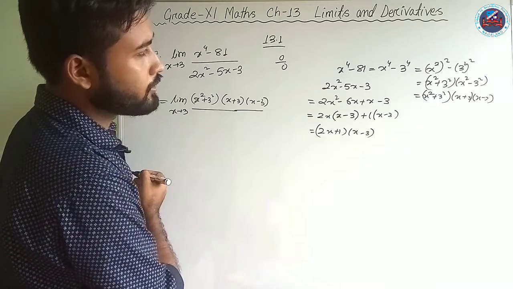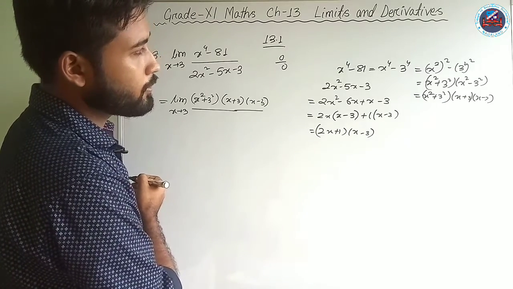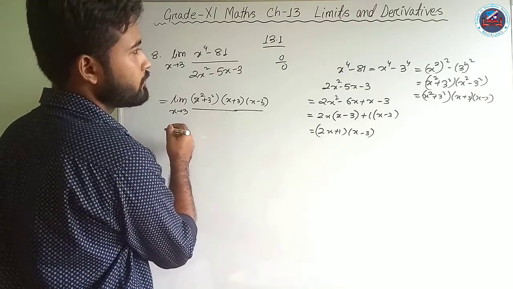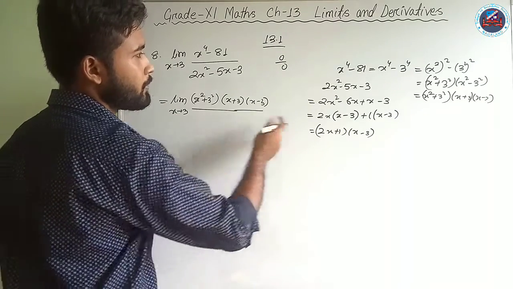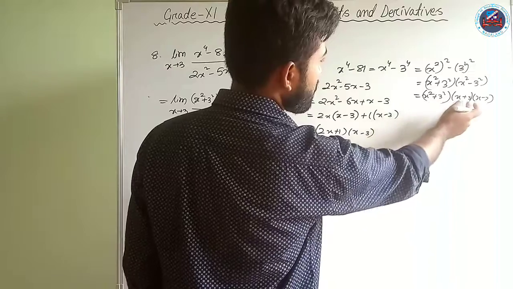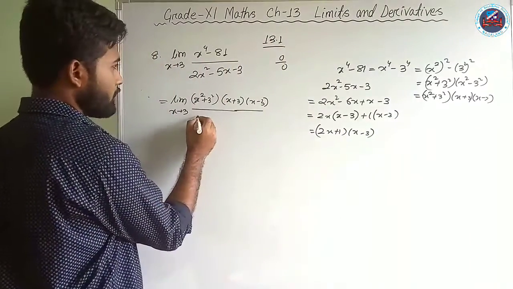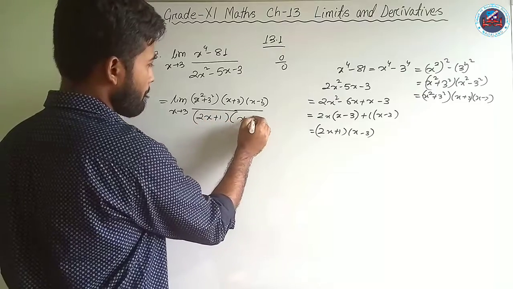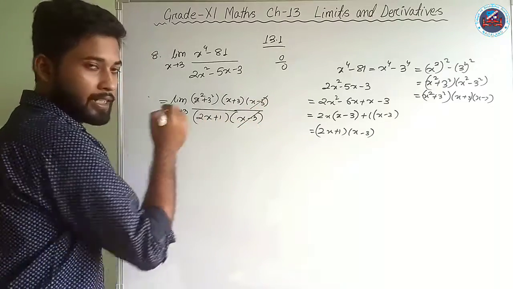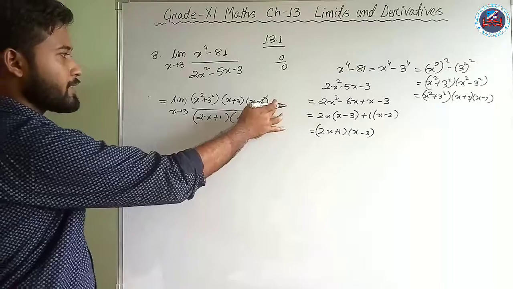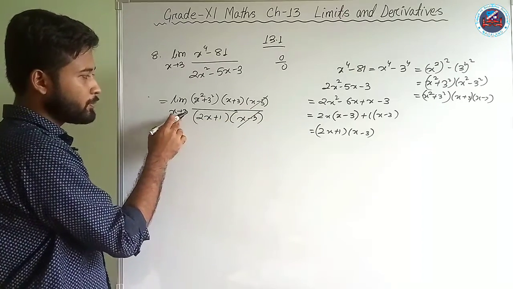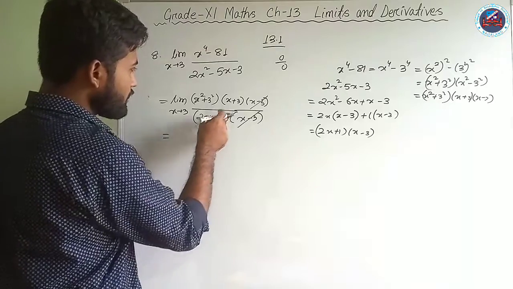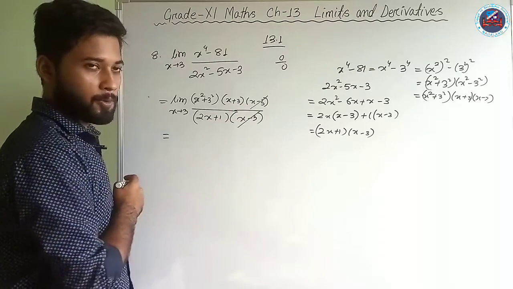Is it okay? a square minus b square, a plus b, a minus b, okay, fine. And this part, 2x plus 1 into x minus 3, so I can cancel out these two. Now since I have cancelled out these two, if we put x equal to 3, both the things are defined. So since this is defined, now you can directly put x equal to 3.